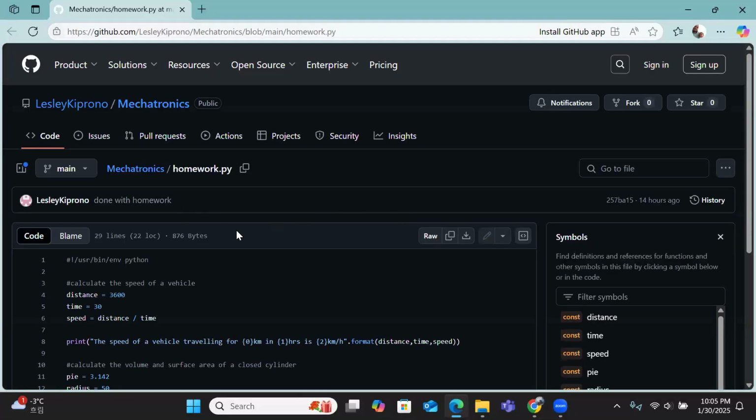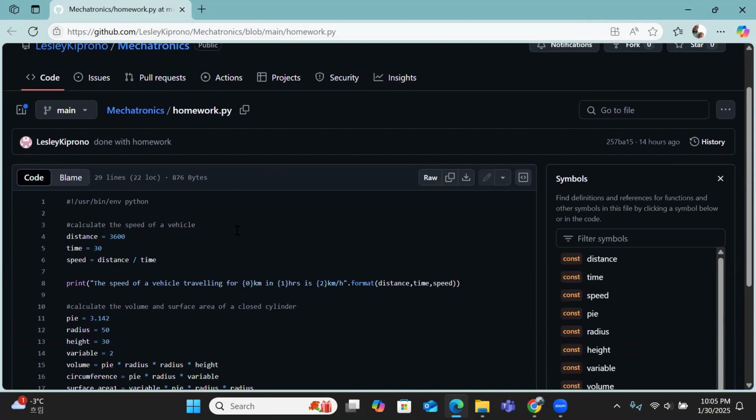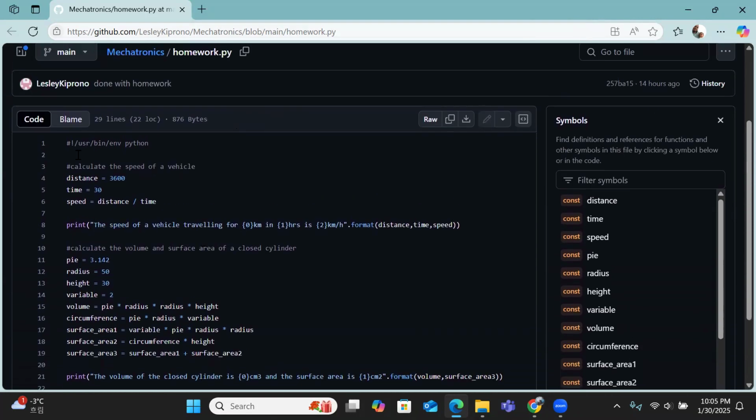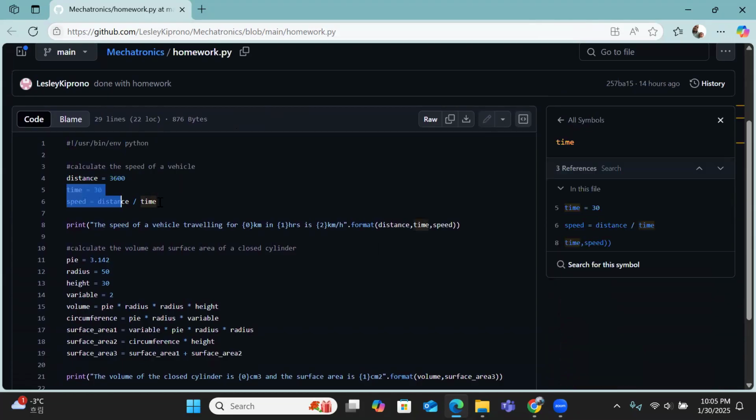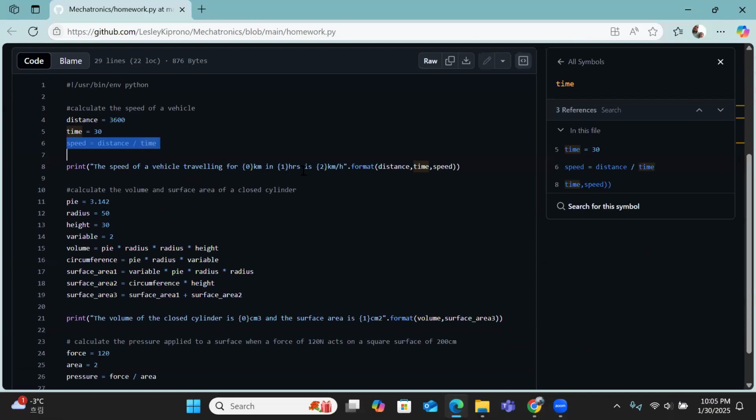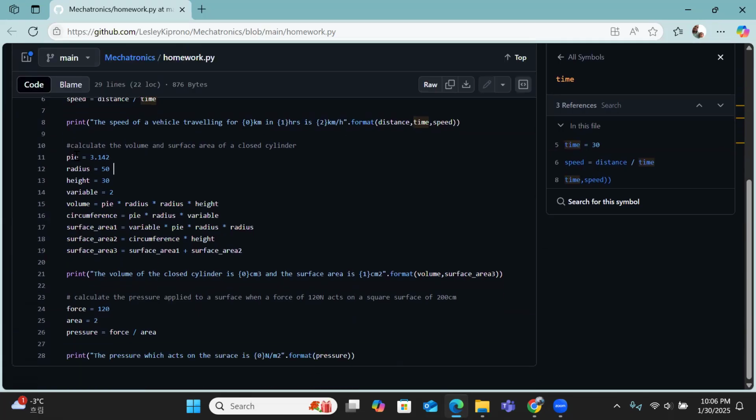I have it. Can you see my screen? Yes, good. I can see you've written it very nicely. Distance, time, and then speed is distance over time. Print the distance traveled, and you're using that format, and then speed like that. Very good. And then calculate the volume of the cylinder.